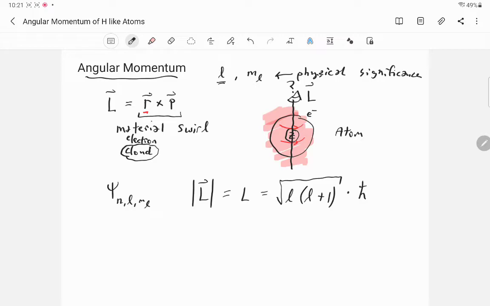Or, l can be 1. So 1 times 1 plus 1 is 2, so you have the square root of 2 times h bar. That's another possible value of the magnitude of the angular momentum vector. But notice that it's multiplying the h bar. h bar is the quantum of angular momentum.